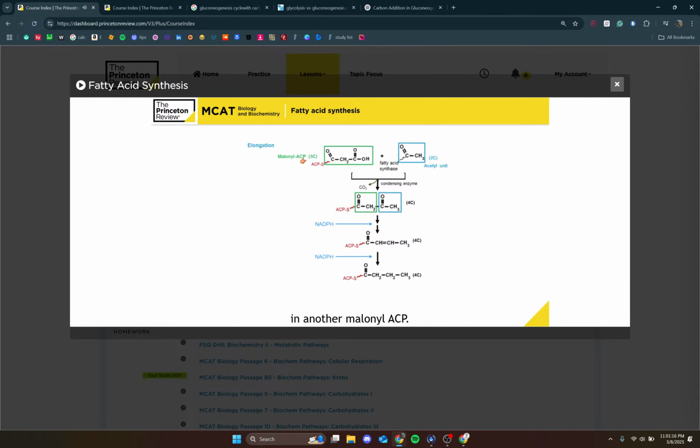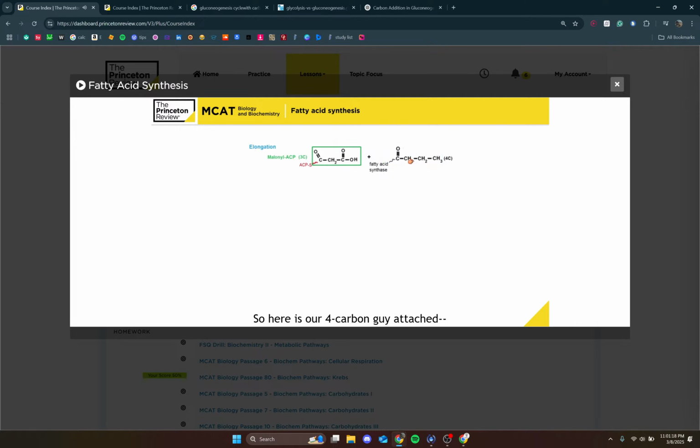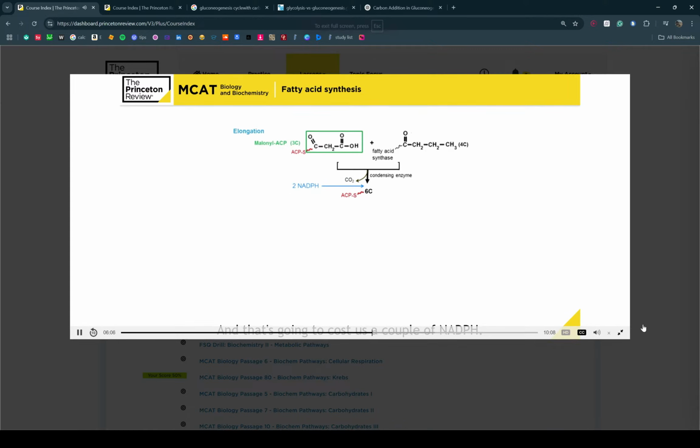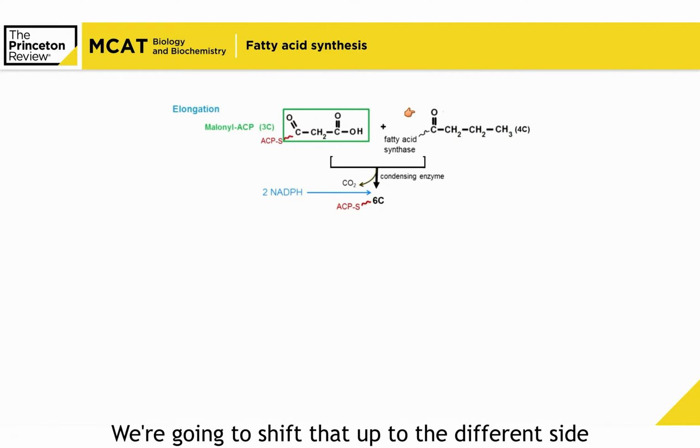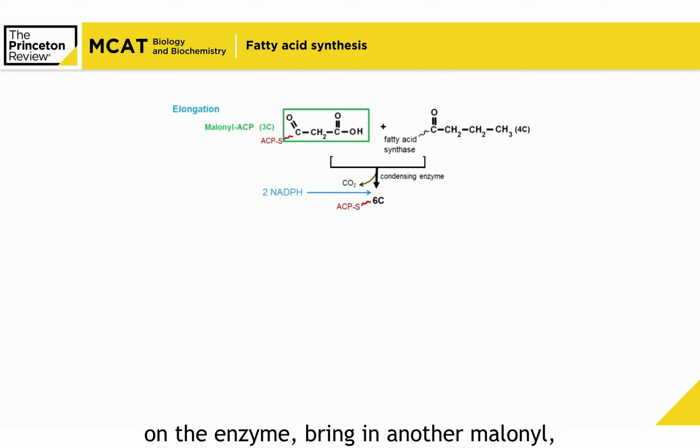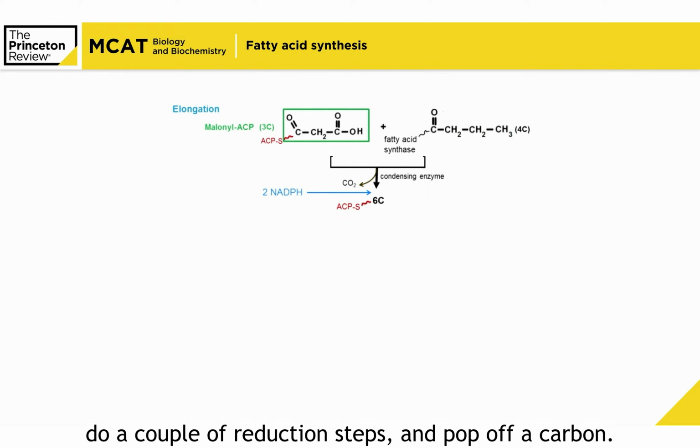And we're going to bring in another malonyl ACP. So here is our 4-carbon guy attached, shifted to a different portion of the enzyme, and malonyl coming into that acyl carrier protein site. And we're going to repeat it. We're going to connect our 4-carbon unit to this 2-carbon guy and lose a carbon as carbon dioxide. And then we're going to do our 2 reduction steps, and that's going to cost us a couple of NADPH. And so now we have a 6-carbon unit attached to the acyl carrier protein. We're going to shift that up to a different site on the enzyme, bring in another malonyl, do a couple of reduction steps, and pop off a carbon.